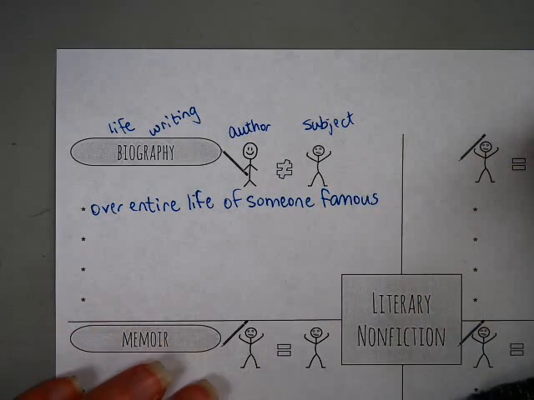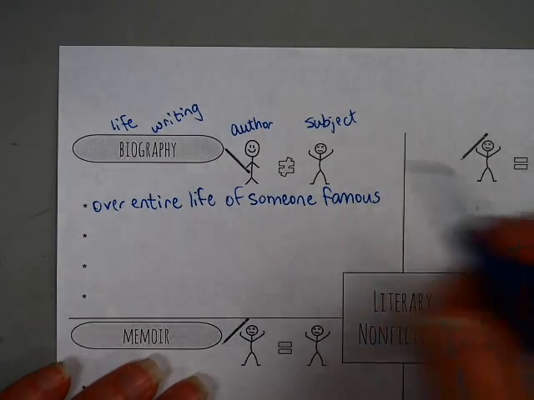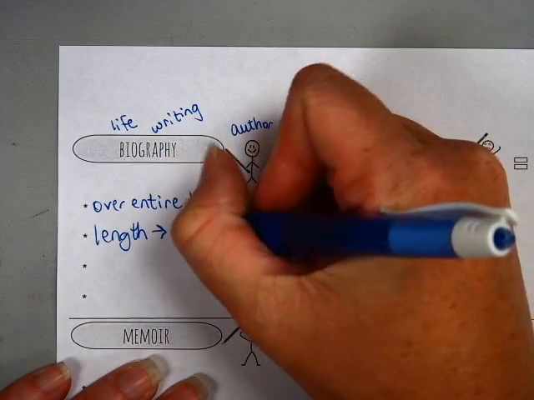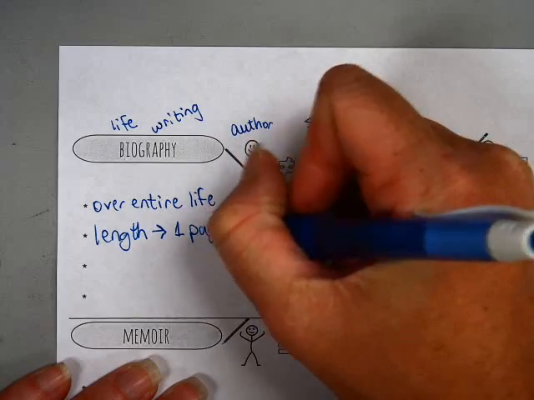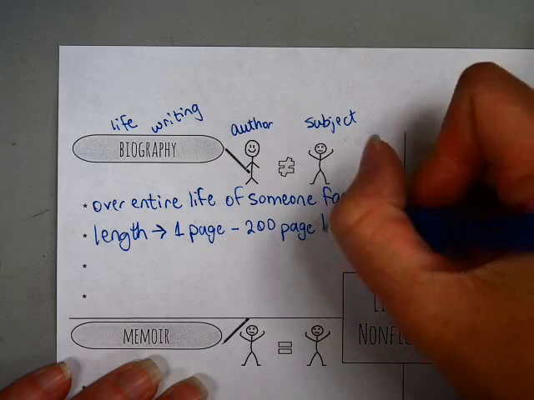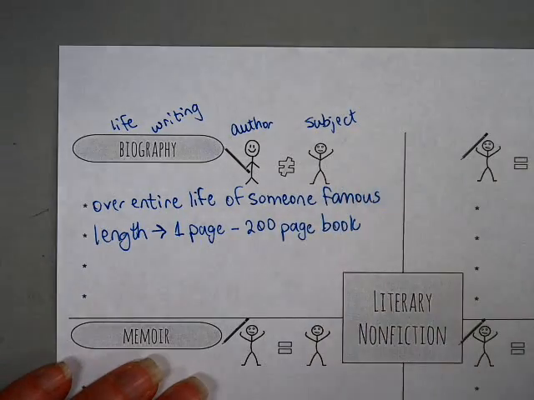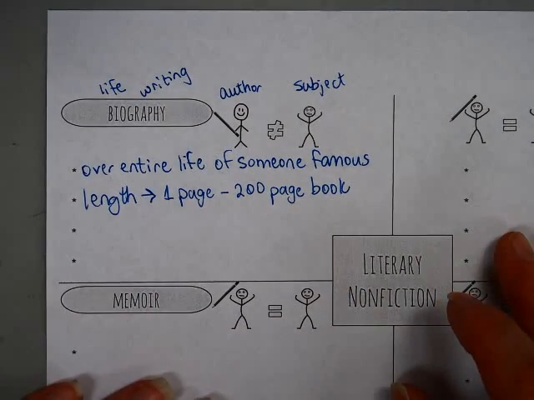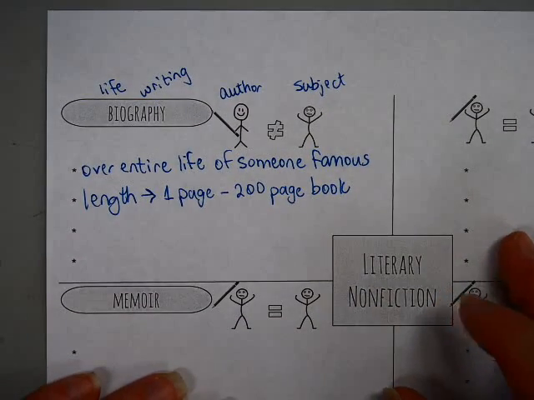Something else you need to know about a biography is that the length can vary big time. This can be anywhere from half a page to even 200 pages in a book. There's a huge variation of length. So length is going to be anywhere from a page or so to even around a 200-page book. We can have very brief biographies or very in-depth ones. It depends on the point of view of the author, what they want to write about.